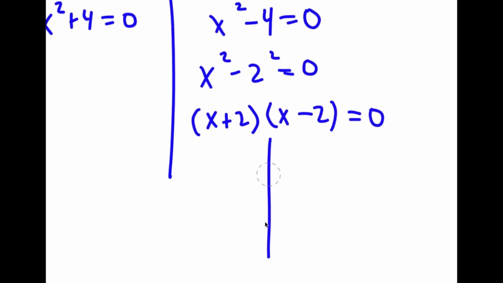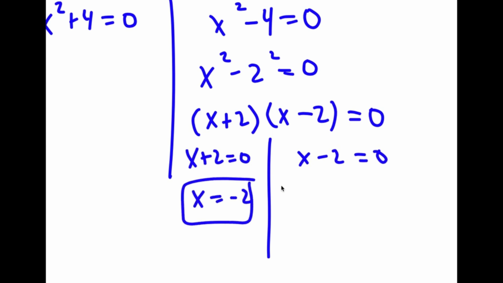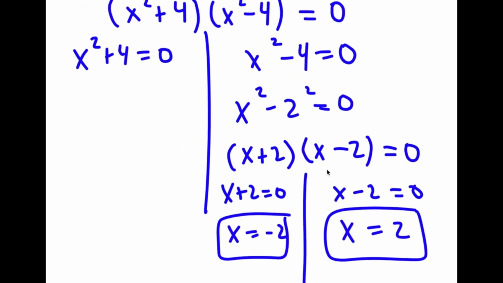So now this, again, gives me two equations. I have x plus 2 equals 0, and I have x minus 2 equals 0. So for x plus 2 equals 0, x equals negative 2, and for x minus 2 equals 0, x equals positive 2. So these are two solutions of x.